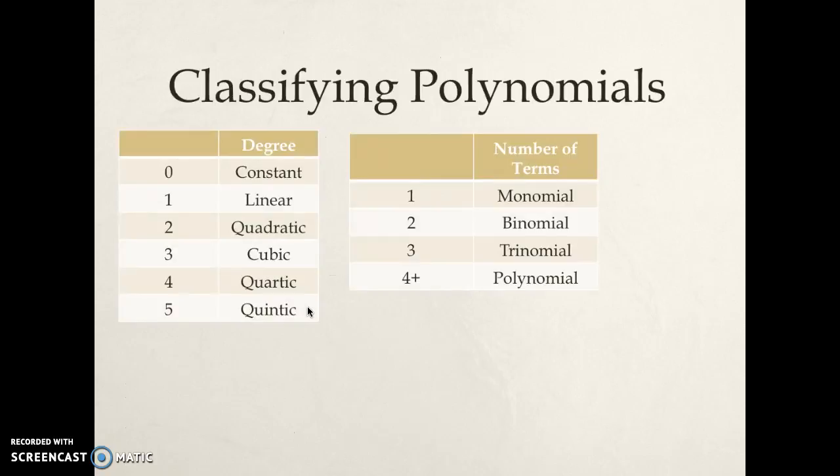Now let's classify polynomials. Here are the charts to fill in on your sheet to classify polynomials. We'll first start with the degree. If we have a degree of 0, it's a constant polynomial. If we have a 1 degree, it's linear. 2 is quadratic. 3 is cubic. 4 is quartic. And 5 is quintic. Now the number of terms. 1 is monomial, 2 is binomial, bi meaning 2, mono is 1, 3 is trinomial, and 4 or more is polynomial. Go ahead and pause the video while you write that down.